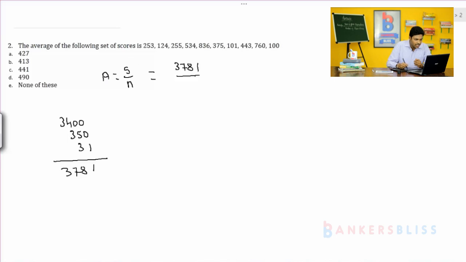3781 divided by 10. So your average is 378.1. So option E, 378.1, that is the answer. So for problem number 2, the sum of the numbers is 3781 divided by 10. If you calculate the average, 3781 by 10, you will get 378.1. So that is the answer. For question number 2, answer E, none of these.